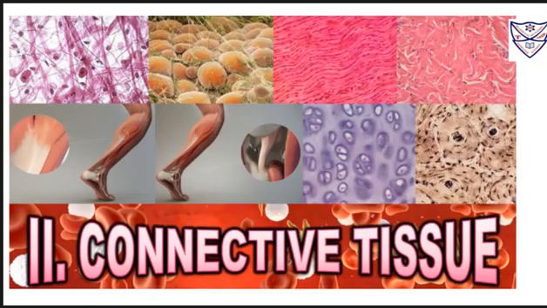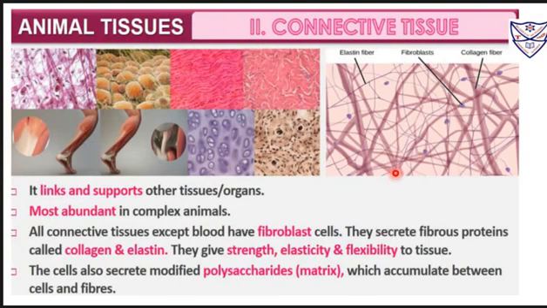Now let us learn about connective tissue. Connective tissue is usually a tissue that links and supports other tissues or organs. They are most abundant in complex organisms. All connective tissue except blood have fibroblast cells. They secrete fibrous proteins called collagen and elastin. As we all know, collagen and elastin give us strength, elasticity and flexibility.